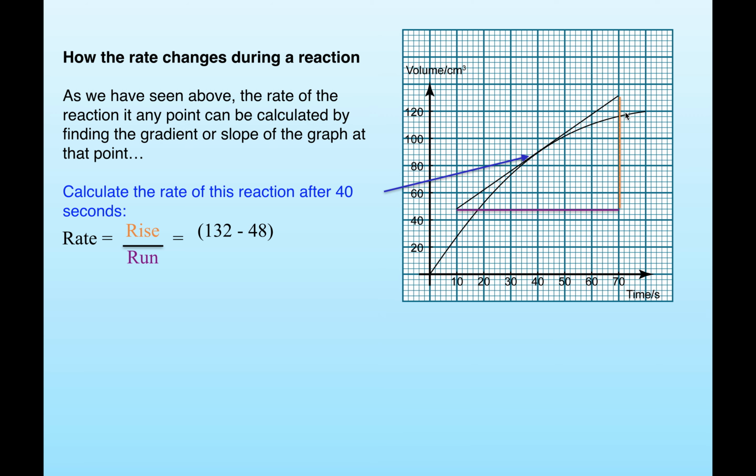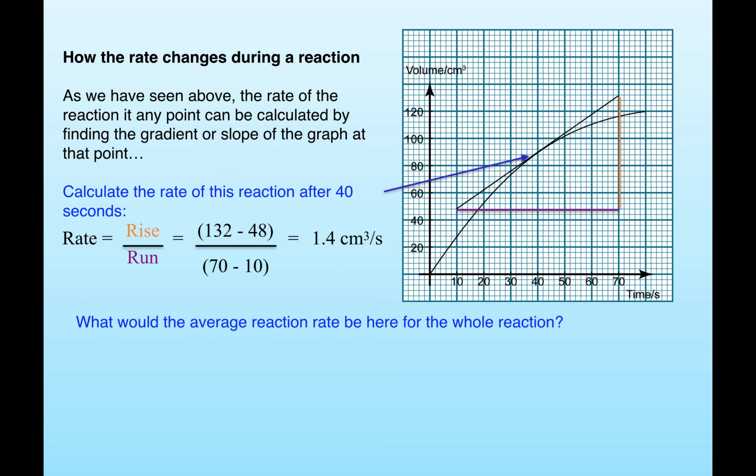So I've written that down as 132 minus 48 as the rise. And then this is easier, 70 minus 10 as the run, which is 1.4 centimeters cubed per second. Check my working because I might have made a mistake. Okay, and that would be the gradient at that point.